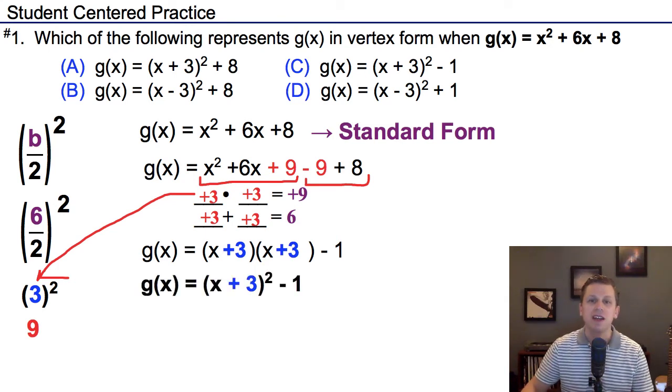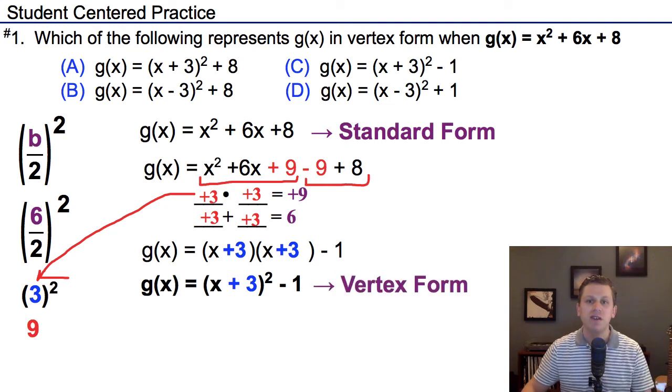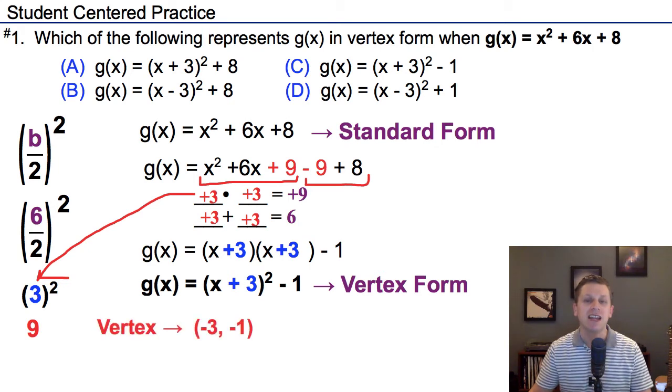Here we can see we have written g of x in vertex form, and further we can use this to find the vertex. I know for the vertex it's the opposite sign of what's on the inside for the x value of our vertex, and the same sign as what's outside for the y value of our vertex. This gives us a vertex of -3, -1.